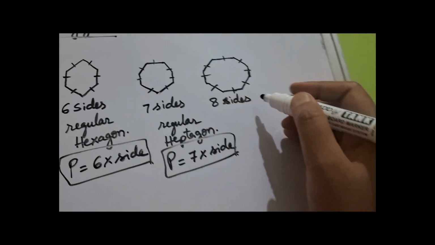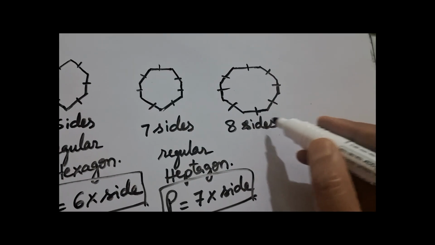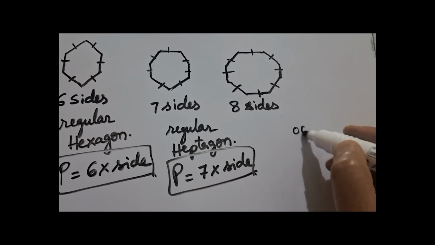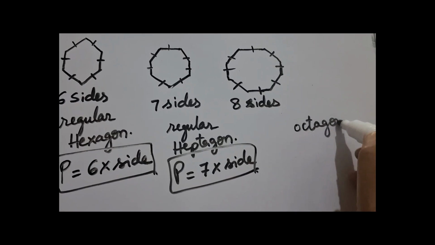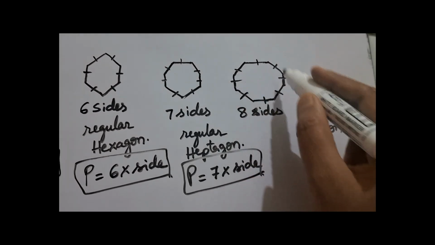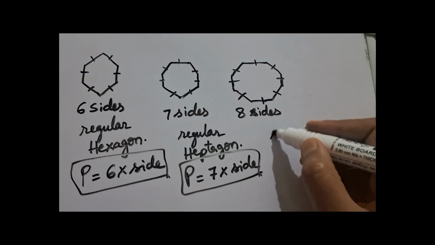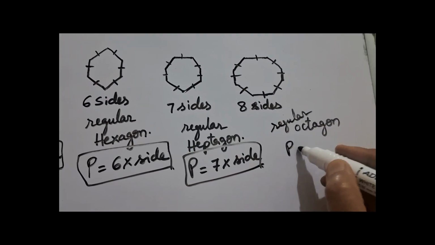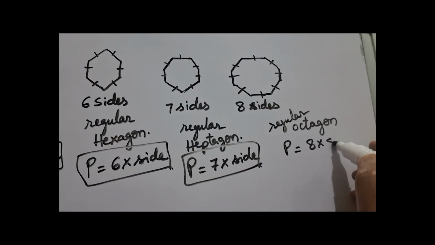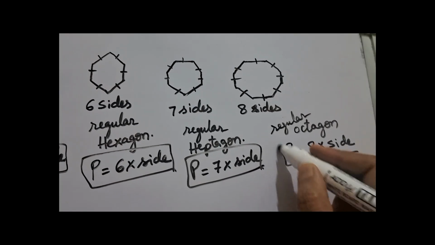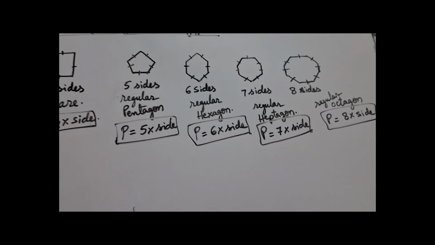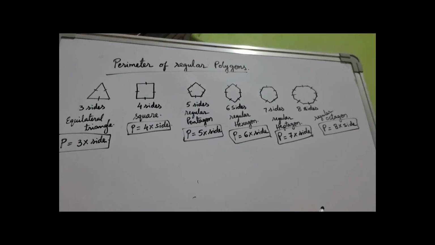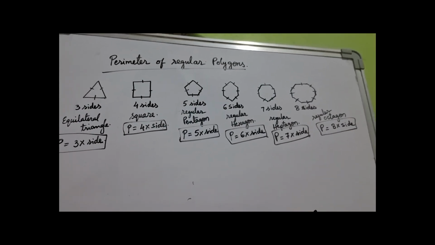Next. Similarly, an 8-sided polygon is called as octagon. And if all sides of this octagon are same, then it is called as regular octagon. Regular octagon perimeter is what? 8 into side. So in this way, we need to find the perimeter of the regular polygons.